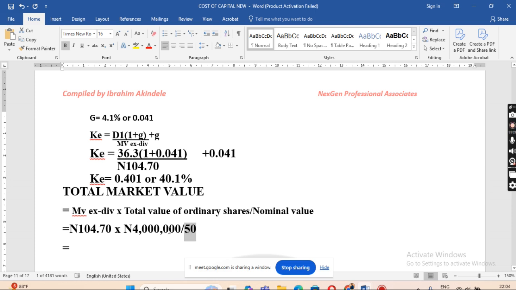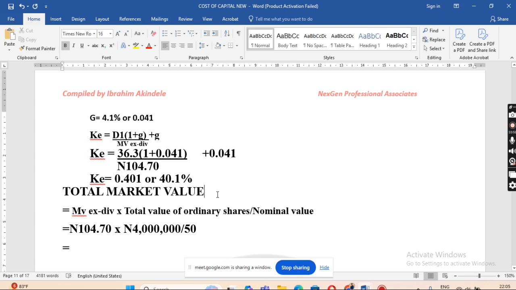Because if you use naira here and use kobo to divide it, you can see that it does not even rhyme at all. When you use naira there, you must use naira to divide it. What you were given in the question is 50 kobo, divided by 100, right?